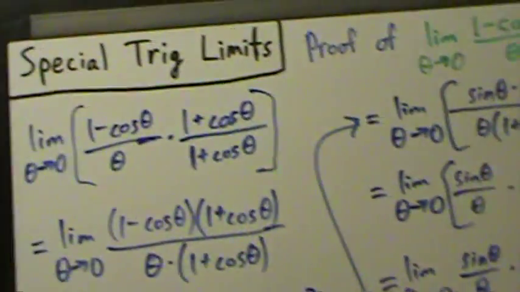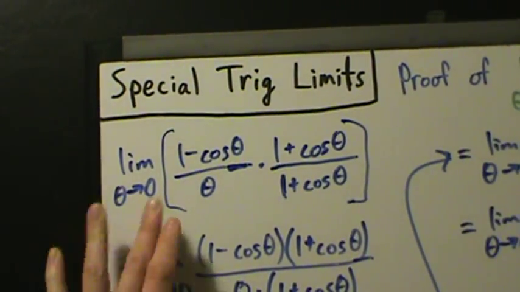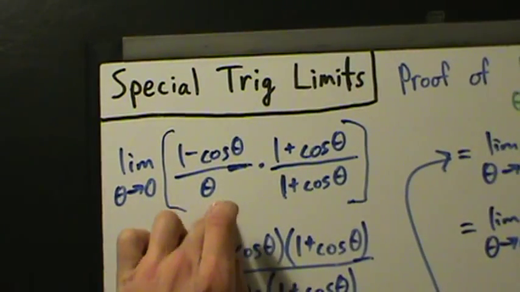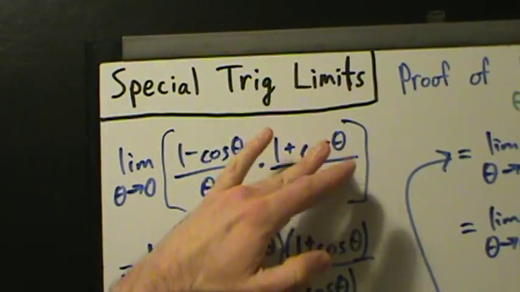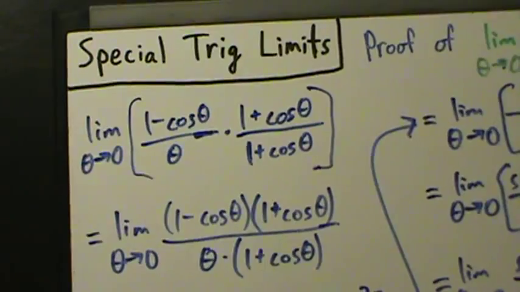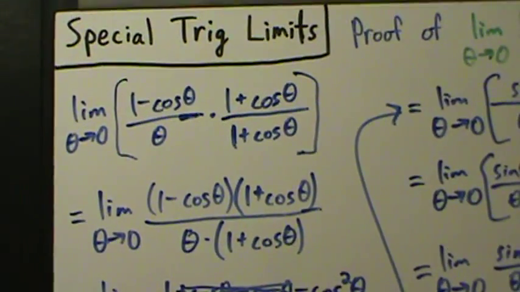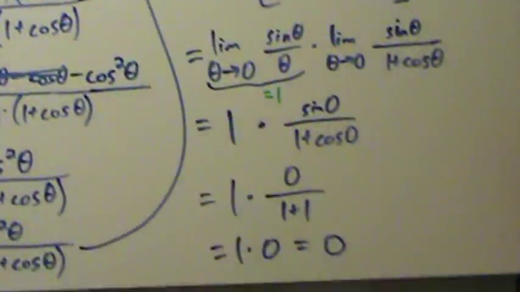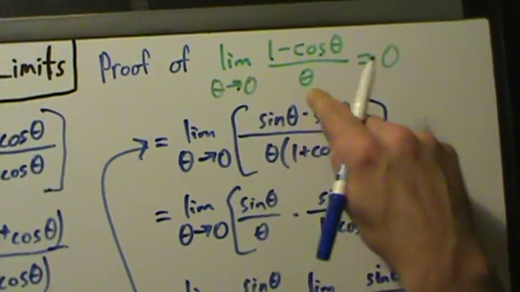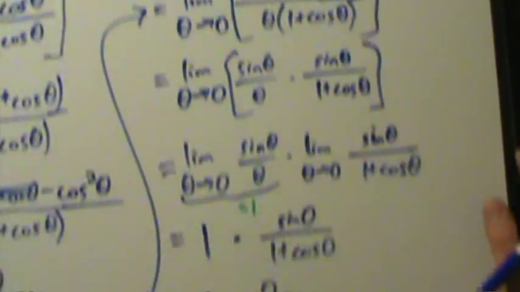Because we started here with the limit as theta goes to 0 of 1 minus cosine theta over theta, and the first thing we did was multiply by this big expression in a way that's useful to us. And that's the special trig limit here: the limit as theta goes to 0 of 1 minus cosine theta over theta equals 0.